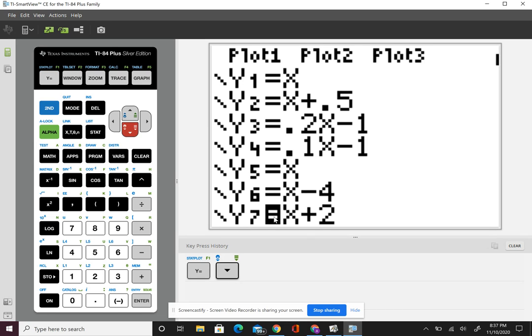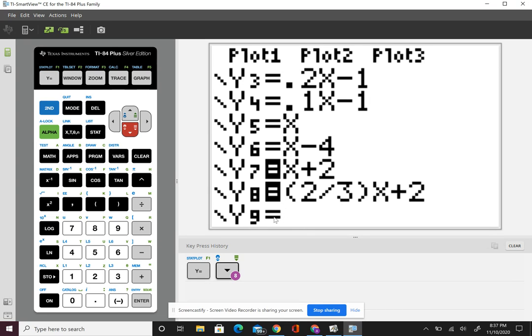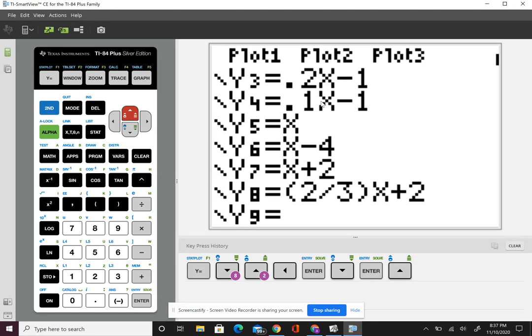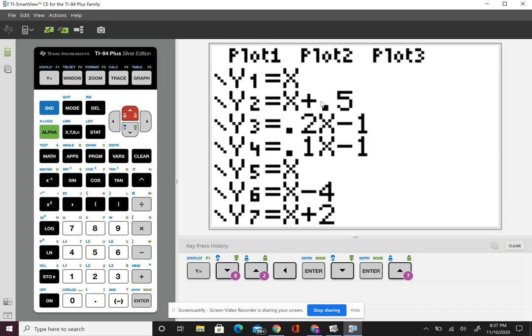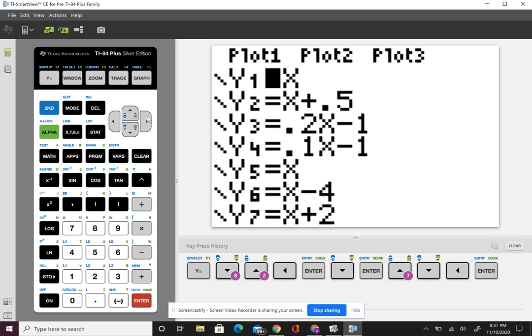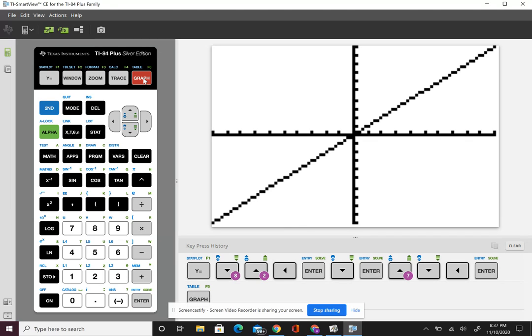I have some equations preloaded in here that we worked with in class, and I'm just going to go through the same thing that we went through in class. And this was for Monday. So I'm going to talk about a parent function, and we're just going to look at that graph. So this is the graph of y equals x.